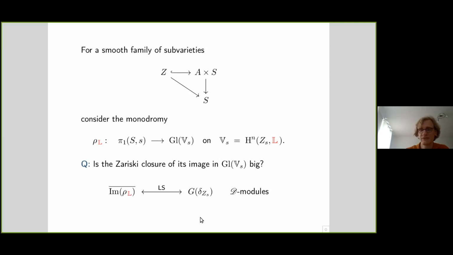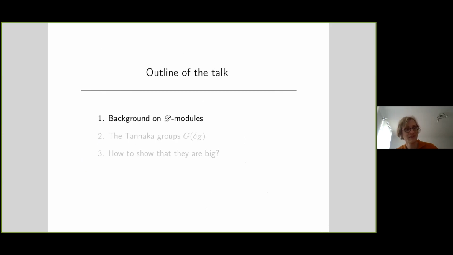So when you can show the right-hand side is big, then you have shown the left-hand side is also big. The point is the right-hand side does no longer depend on L. So the right-hand side here computes the monodromy for a generic choice of L. So that's maybe the point here. Okay, so that's the general context.